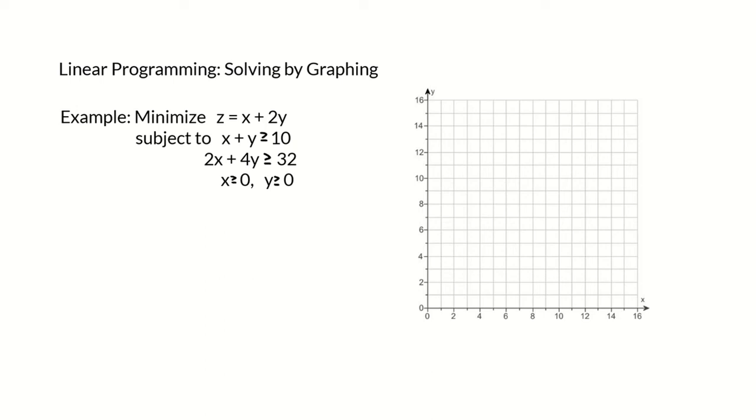We can solve linear programming problems by graphing. For example, minimize z equals x plus 2y, subject to x plus y is greater than or equal to 10, 2x plus 4y is greater than or equal to 32, x is greater than or equal to 0, and y is greater than or equal to 0. We start by graphing each inequality.